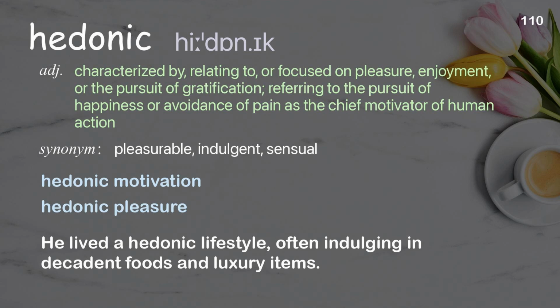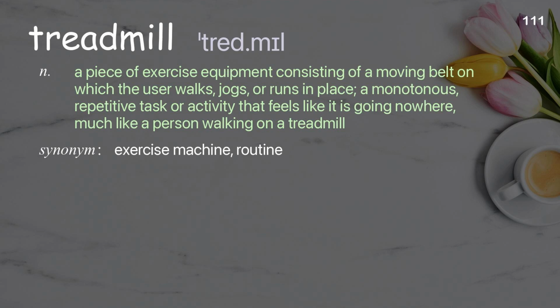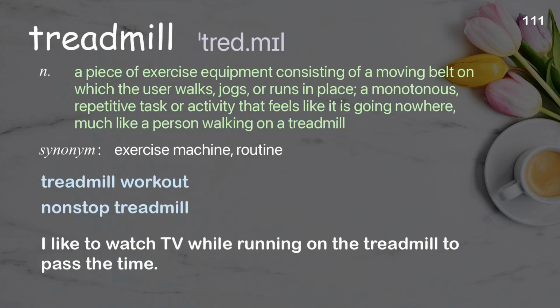Treadmill. A piece of exercise equipment consisting of a moving belt on which the user walks, jogs, or runs in place, a monotonous, repetitive task or activity that feels like it is going nowhere, much like a person walking on a treadmill. Examples: Treadmill workout. Non-stop treadmill. I like to watch TV while running on the treadmill to pass the time.